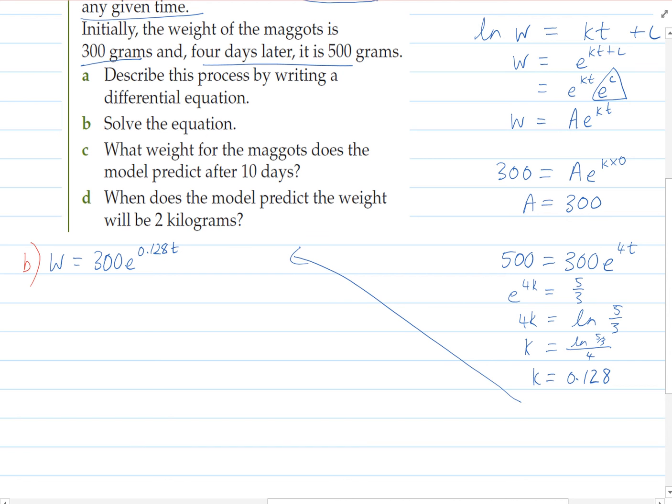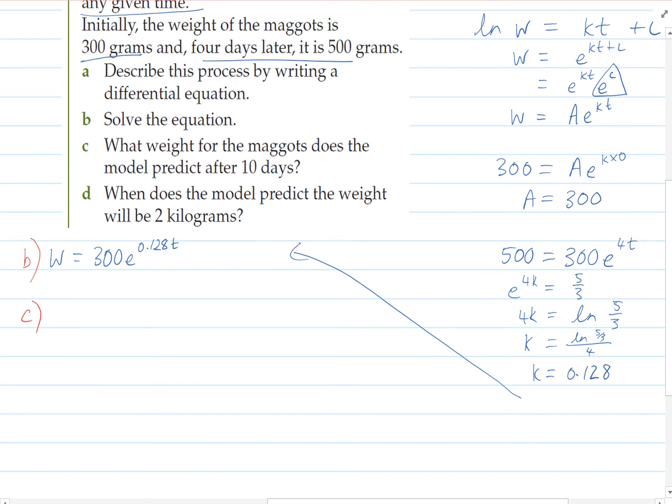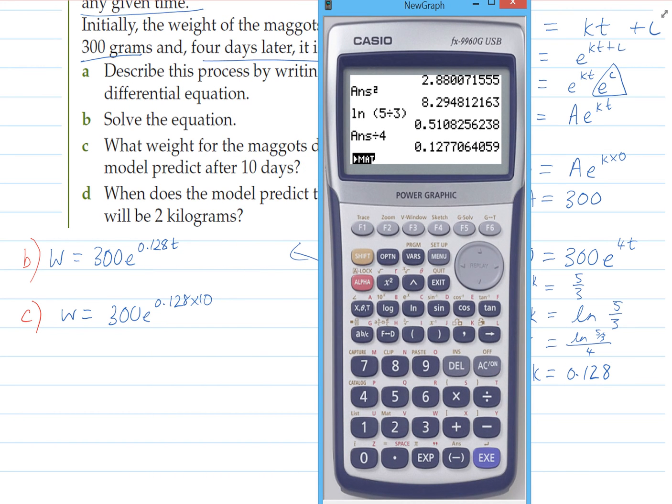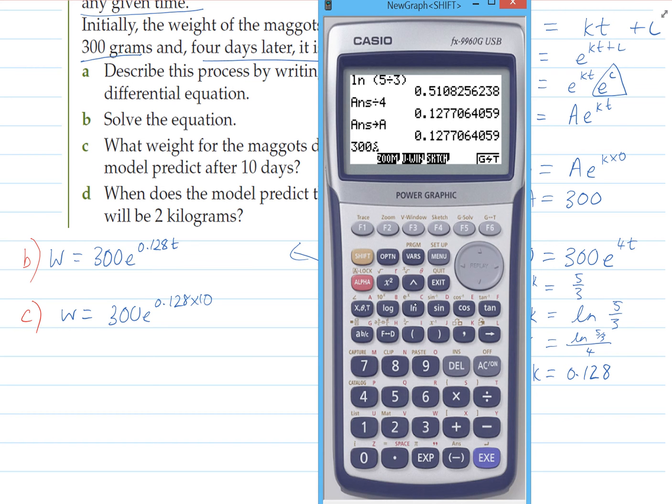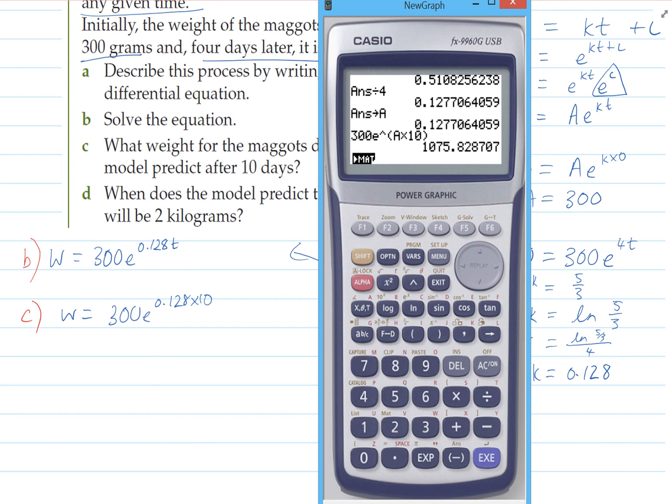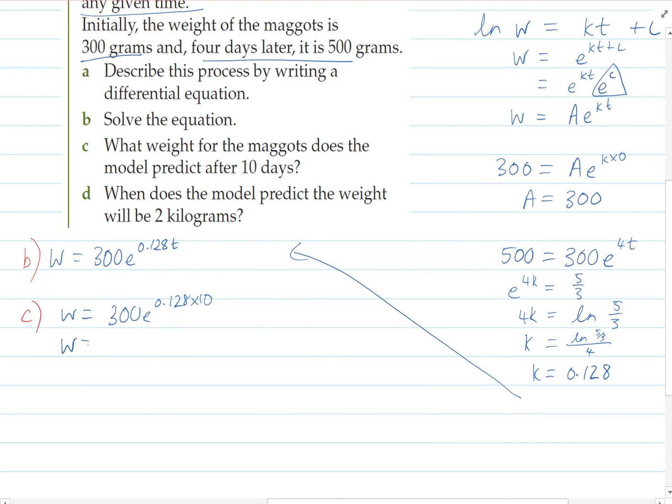Question C is asking us to find the weight of the maggots after 10 days, and that's simply putting in 10 for t, so we've got 300 e to the power of 0.128 times 10. We'll bring up our calculator, with k saved in memory: 300 e to the a times 10. So we get 1076 to the nearest gram. So weight equals 1076 grams after 10 days.